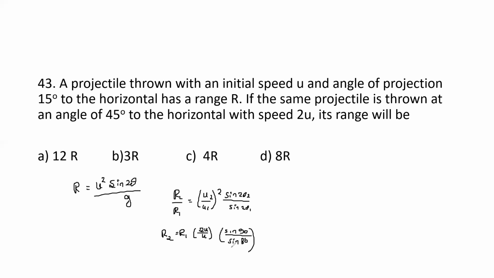u will get cancelled. Therefore here we will get, here u square is there, this to the bracket we have square, it becomes 4. Then here 1 by 2, then it goes to the numerator, then it becomes 4 into 2. So 4 into 2 is nothing but what? 8 into r1. If you take r1 as r, then it becomes 8r. That is option D is the right option.